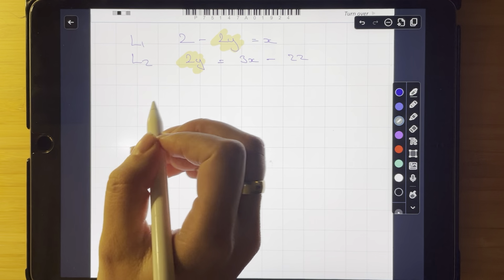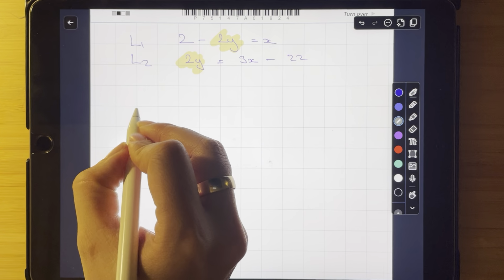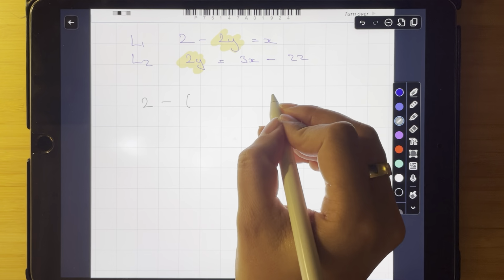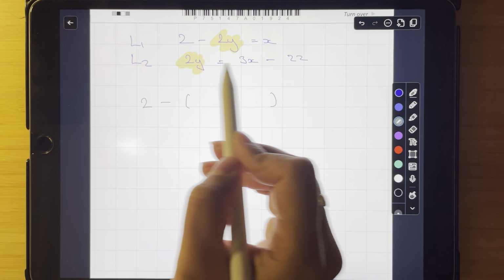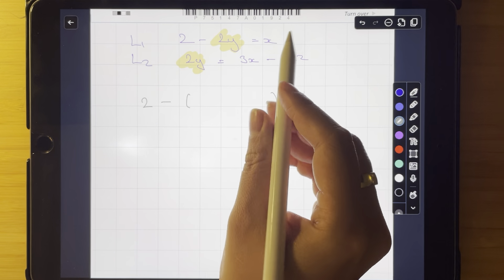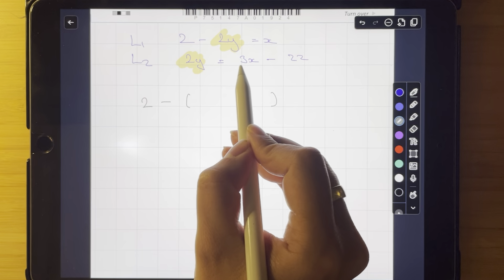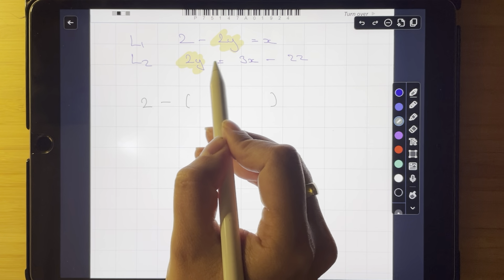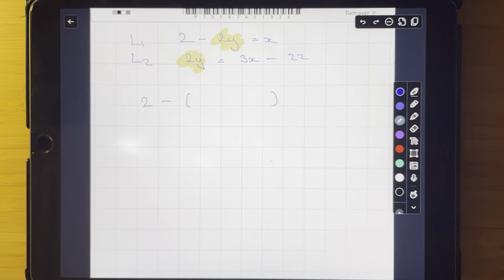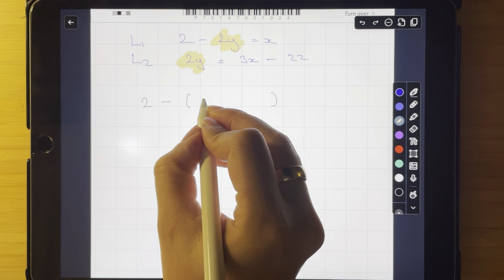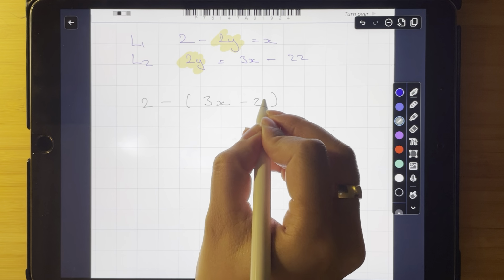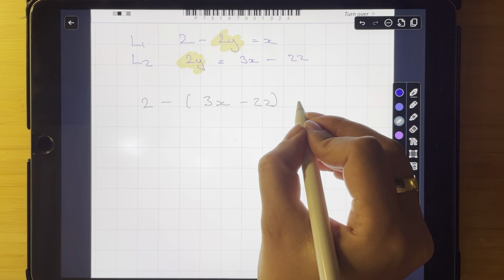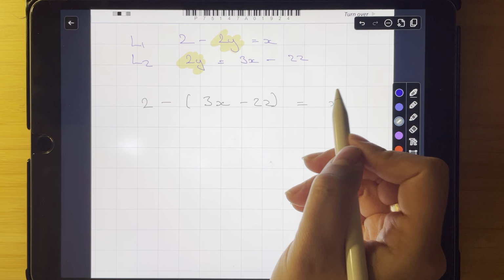So I start writing line 1 down, 2 take, and then I know exactly what 2y is worth in terms of line 2. 2y is equal to everything here. They're equal because there's an equal sign and this balances with this. So I'll put this in the brackets, 3x take 22. That's everything in the bracket, and I carry on writing it, so equals x.